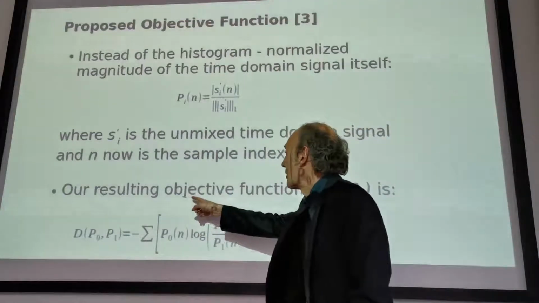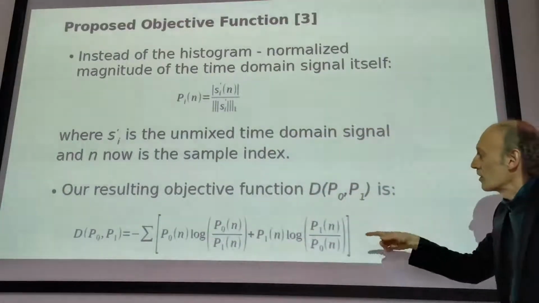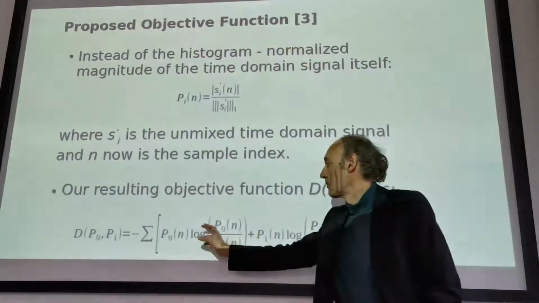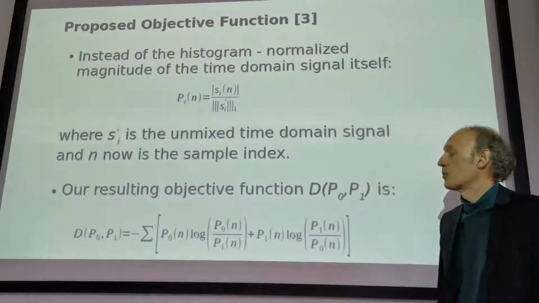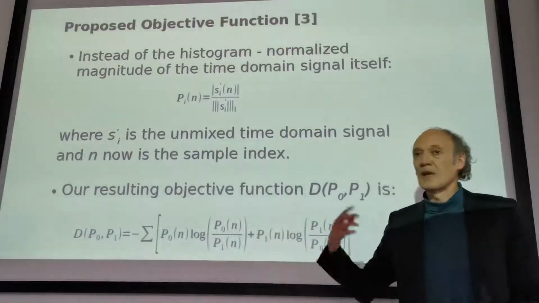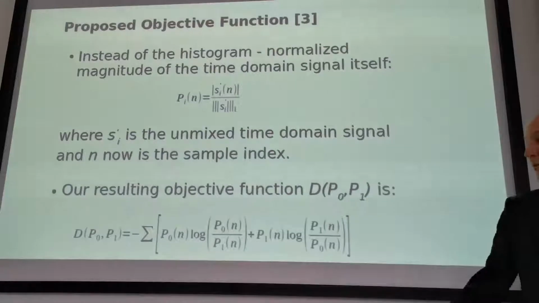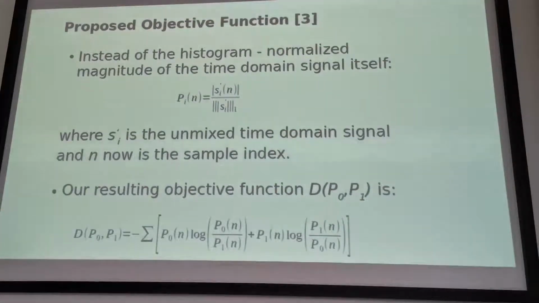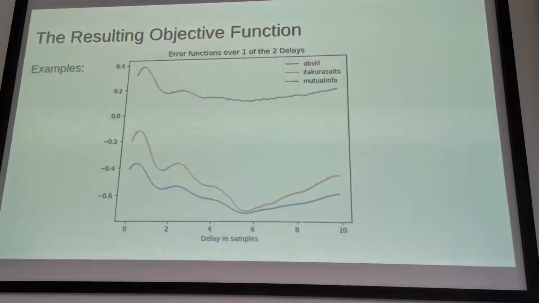Yeah, and then our resulting objective function, basically we took two KL divergences with switched roles of P1 and P0, because the KL divergence is not symmetric. And it turns out that this makes it symmetric and gives a slight advantage in optimization, but this is actually not really necessary. So KL divergence itself will be sufficient.